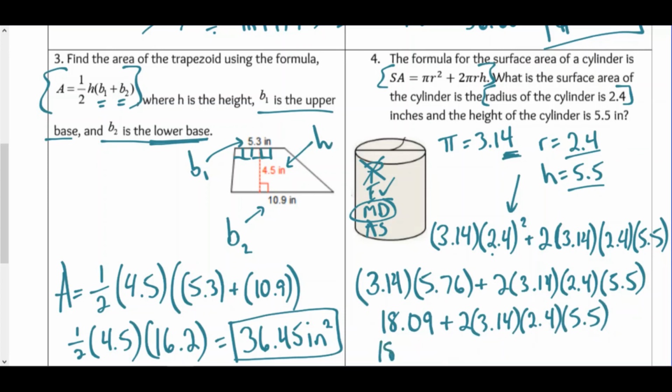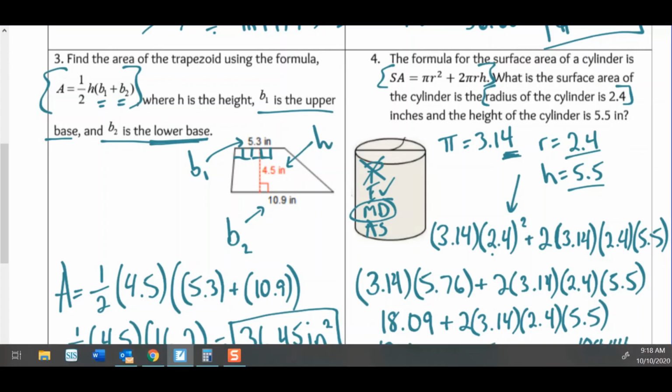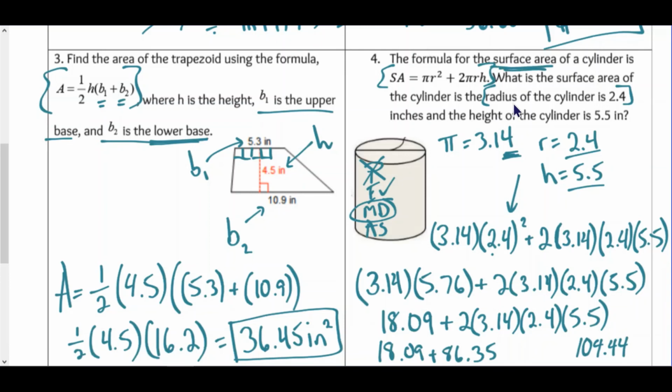So that gives me 86.35. So my last step is just to add those two numbers together. That gives me a final answer of 104.44. And here we're talking about area again. It's surface area, but that's still area, so my units will be squared here. And that's my final answer.